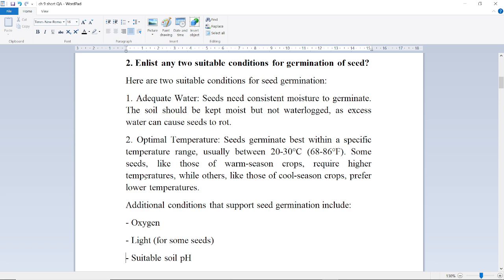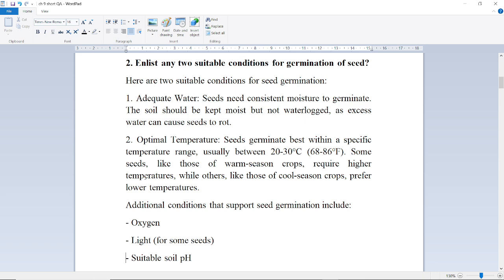Next question is, enlist any two suitable conditions for germination of seed. Here are two suitable conditions for seed germination. Number one is adequate water. Seeds need consistent moisture to germinate. The soil should be kept moist but not waterlogged, as excess water can cause seeds to rot.